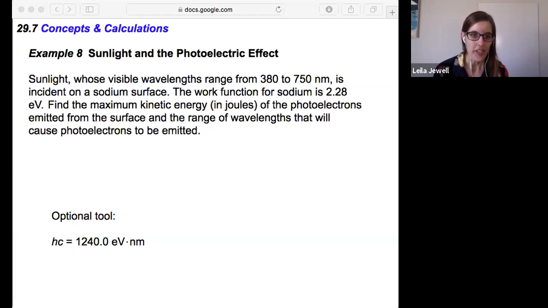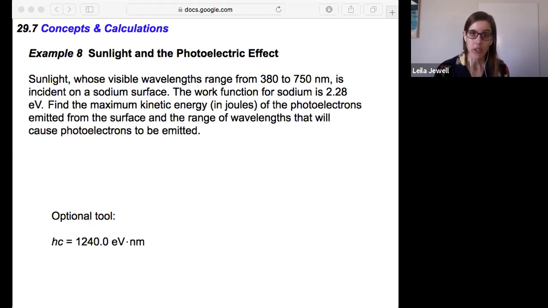It says sunlight whose visible wavelengths range from 380 to 750 nanometers is incident on a sodium surface. The work function for sodium is 2.28 electron volts. Find the maximum kinetic energy in joules of the photoelectrons emitted from the surface and the range of wavelengths that will cause photoelectrons to be emitted.